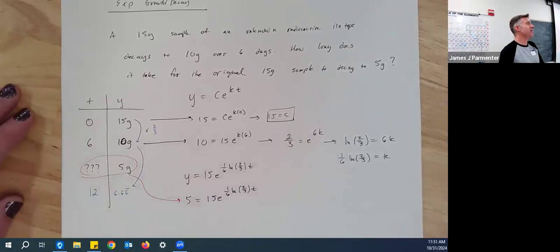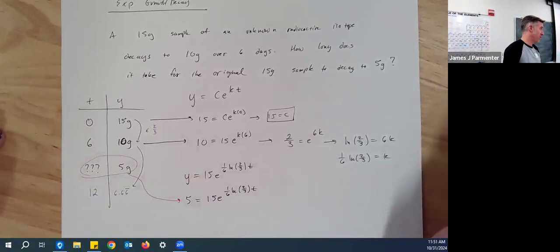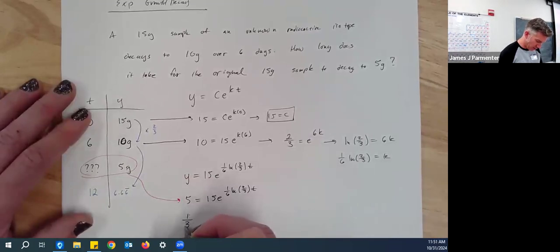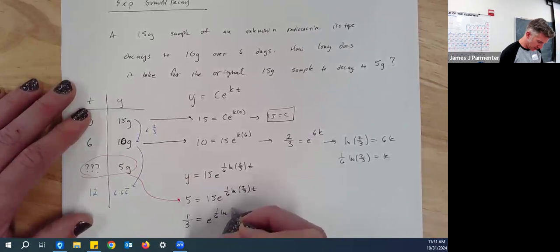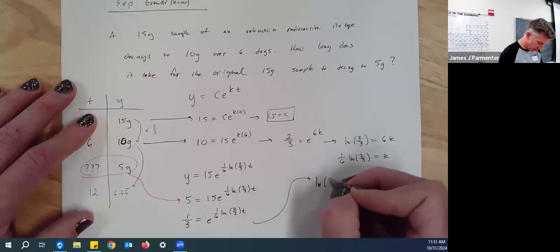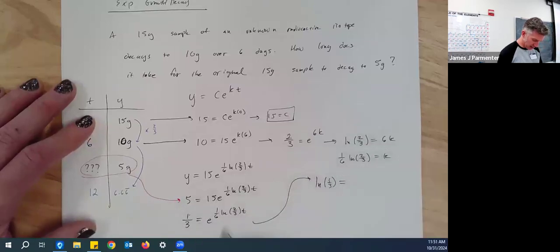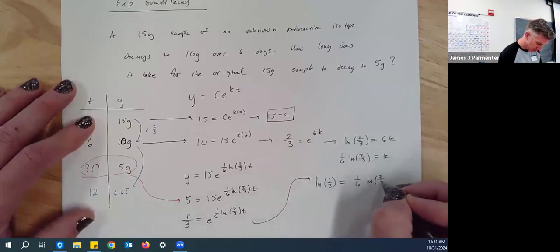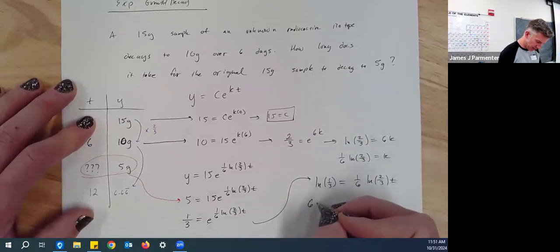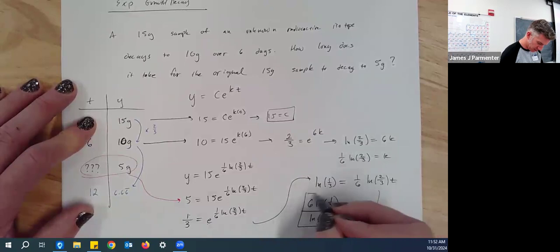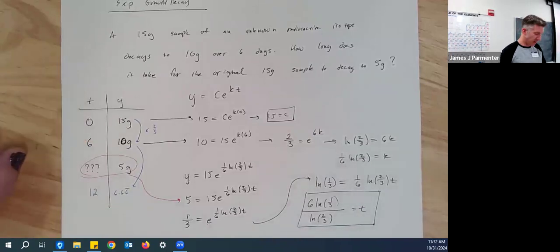Solving for t is almost exactly the same process as solving for k. You divide both sides by your constant, so you have 5 over 15, which is 1/3, equal to e to the 1/6 natural log of 2/3 t. You take the natural log of both sides, you get natural log of 1/3 equals, pay attention here, the natural log of e to all this stuff is just all that stuff. Finally, multiply both sides by 6 and divide both sides by natural log of 2/3. And that is your final answer without the calculator. It's definitely not equal to 12.